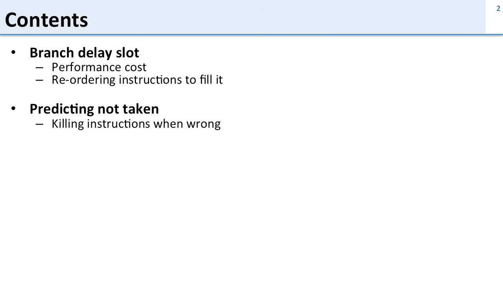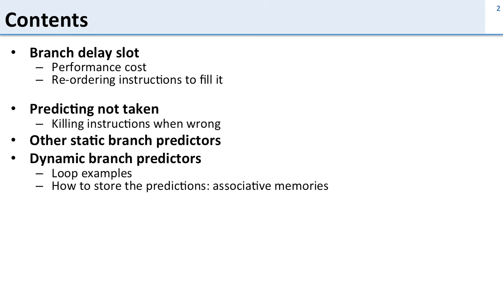And when we're wrong, we have to clean up from having the wrong instructions executing, so we're going to talk about how to kill instructions when we're wrong. Then we're going to go on and look at some other static branch predictors. That is, branch predictors that don't change based on the behavior of the branch. We're going to see there are a bunch of different ways to do this, but they don't work all that well. So that's going to motivate us to look at dynamic branch predictors.